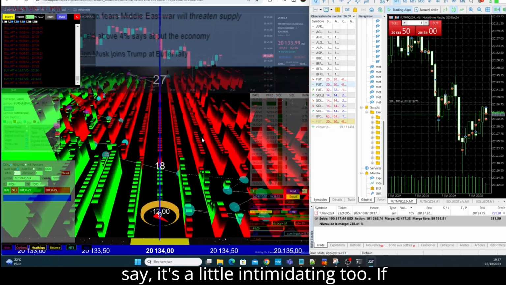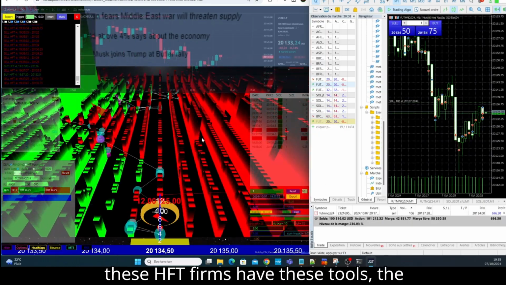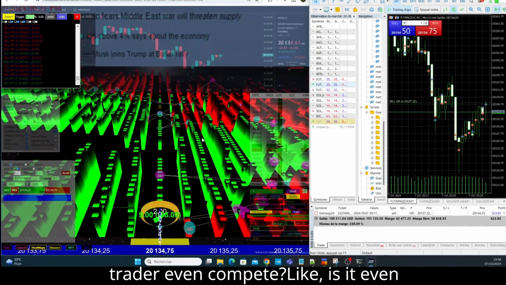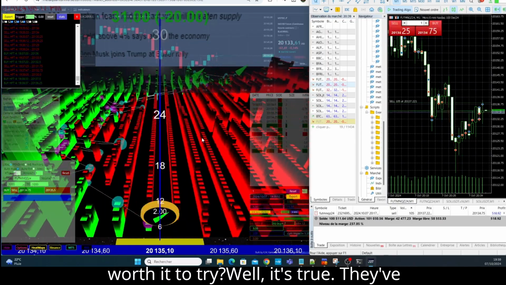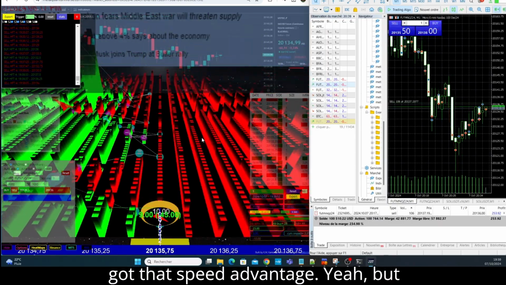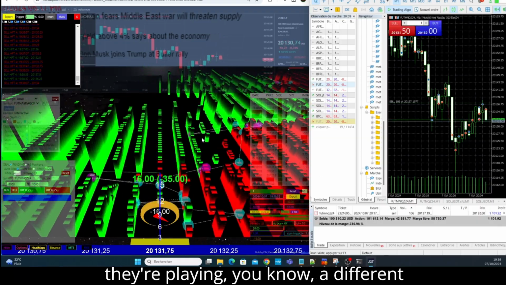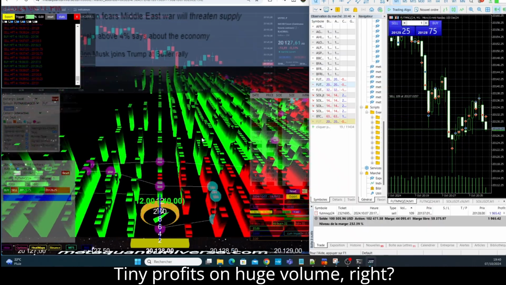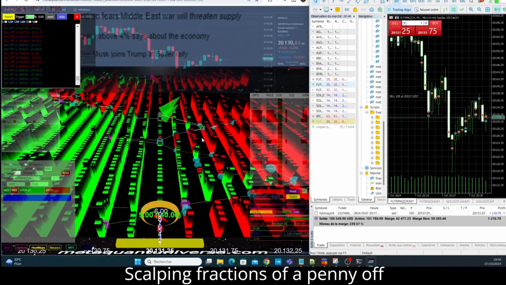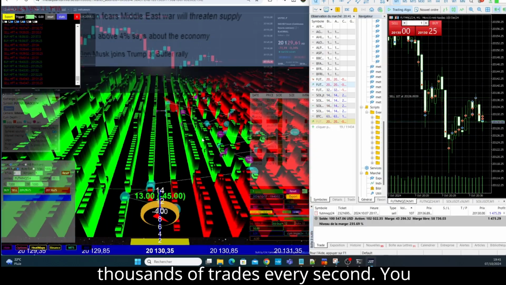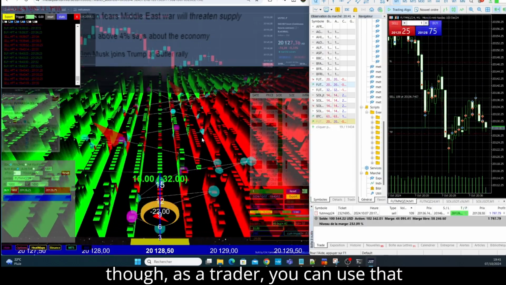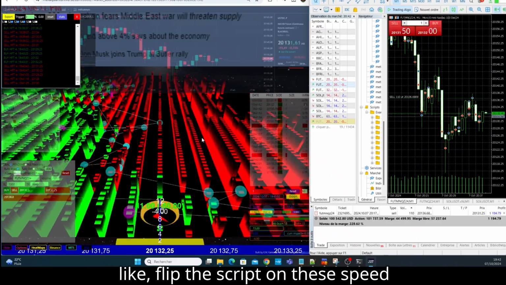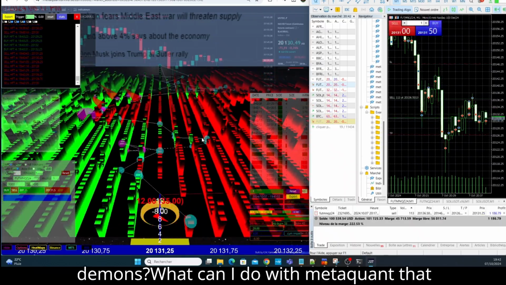But I've got to say, it's a little intimidating, too. If these HFT firms have these tools, this speed, how can a regular trader even compete? Is it even worth it to try? Well, it's true. They've got that speed advantage, yeah. But they're playing a different game. Their algorithms are all about tiny profits on huge volume. Right, scalping fractions of a penny off thousands of trades every second. You, though, as a trader, you can use that to your advantage. Okay, so how do I flip the script on these speed demons? What can I do with MetaQuant that they can't counter?